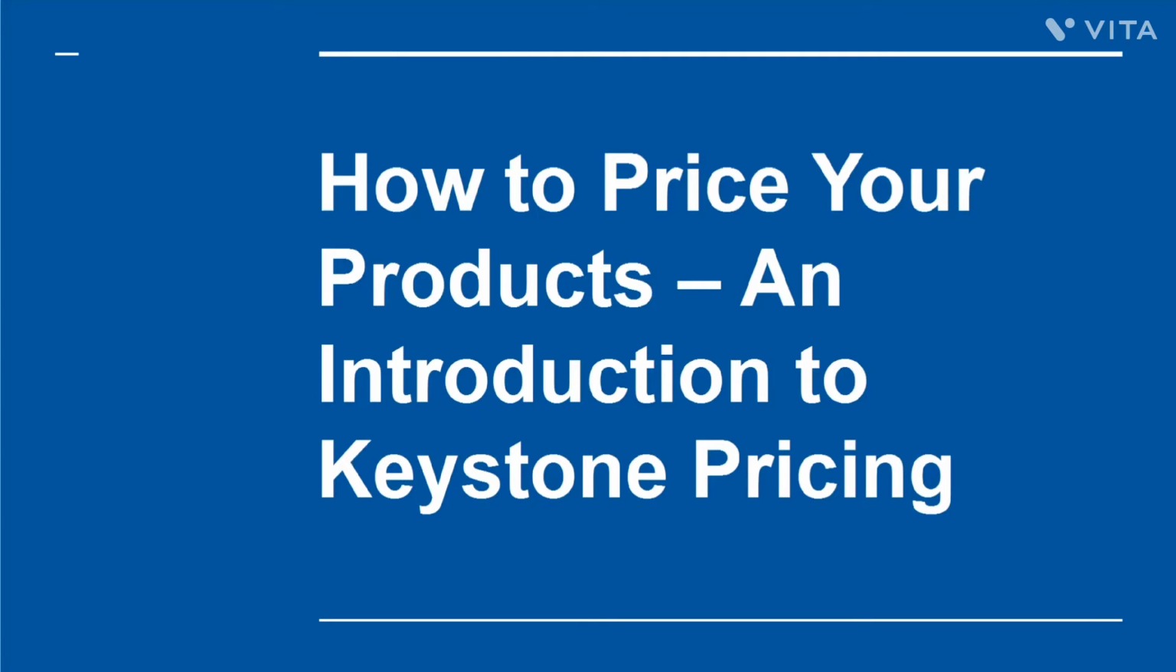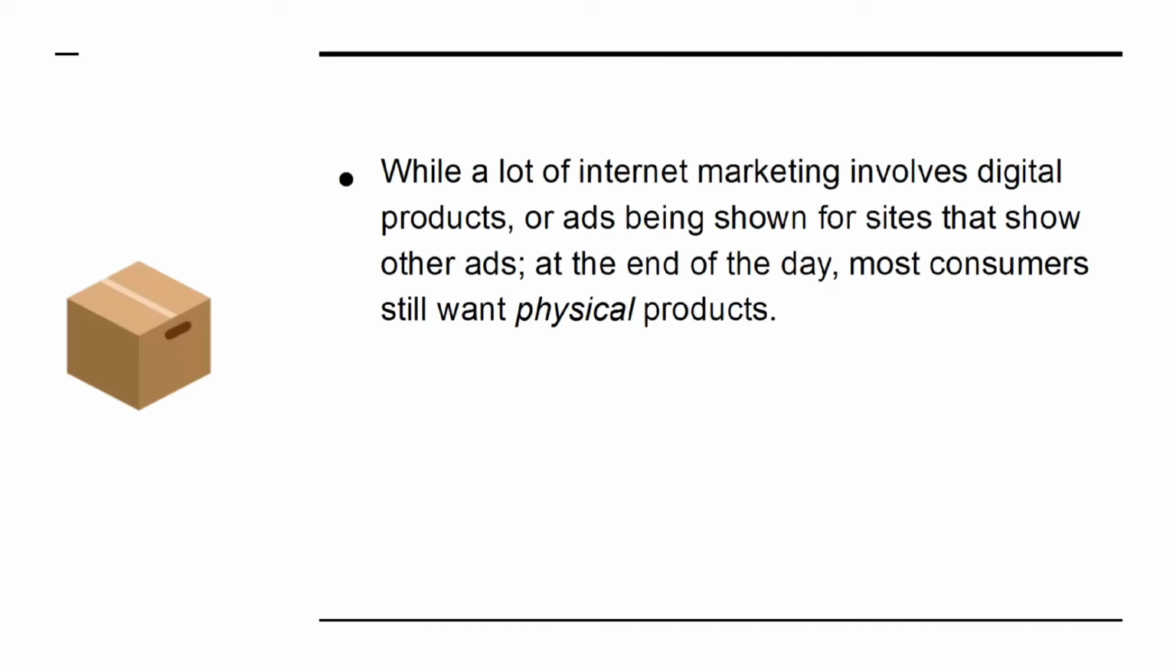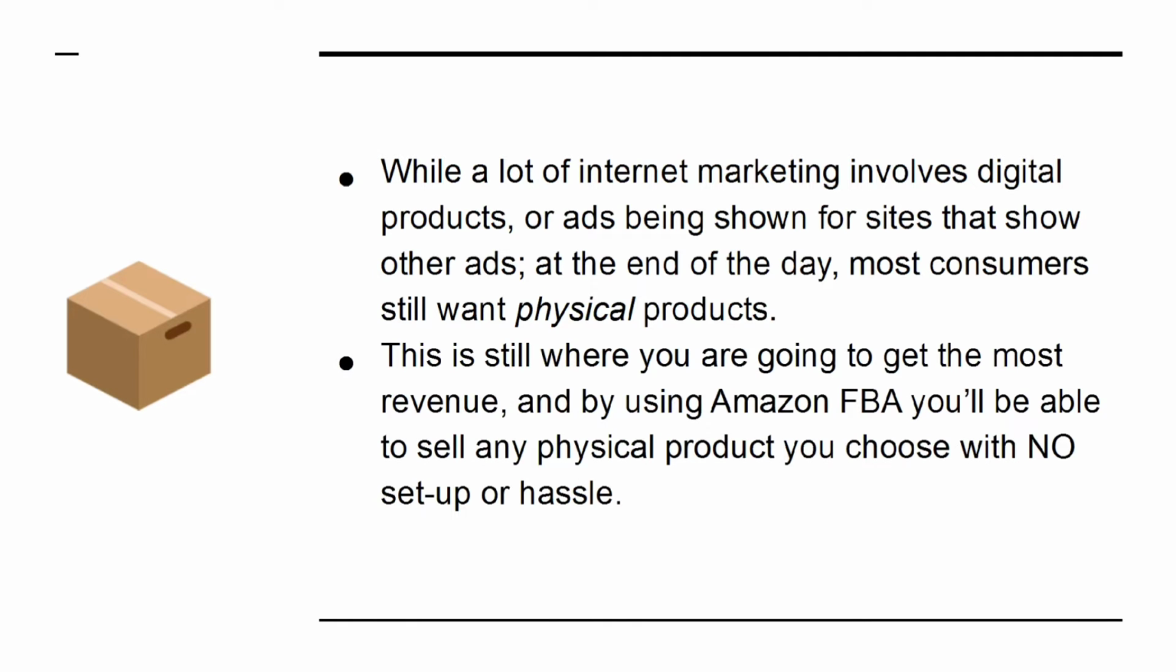How to price your products, an introduction to keystone pricing. With Amazon FBA, it's incredibly simple for anyone to set up an online business selling physical products. While a lot of internet marketing involves digital products, or ads being shown for sites that show other ads, at the end of the day, most consumers still want physical products. This is still where you are going to get the most revenue. And by using Amazon FBA, you'll be able to sell any physical product you choose with no setup or hassle.